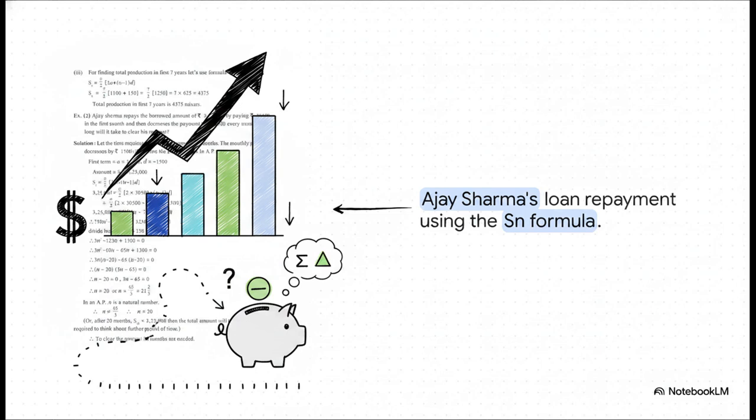Let's methodically break this down. Ajay borrows a total amount, which we call Sn. Here, that total Sn is 3,25,000 rupees. His first month's payment, our first term a, is 30,500 rupees. Now, because he decreases his payment by 1,500 rupees every month, our common difference d is negative 1,500. This is a very important detail, so don't miss that negative sign.